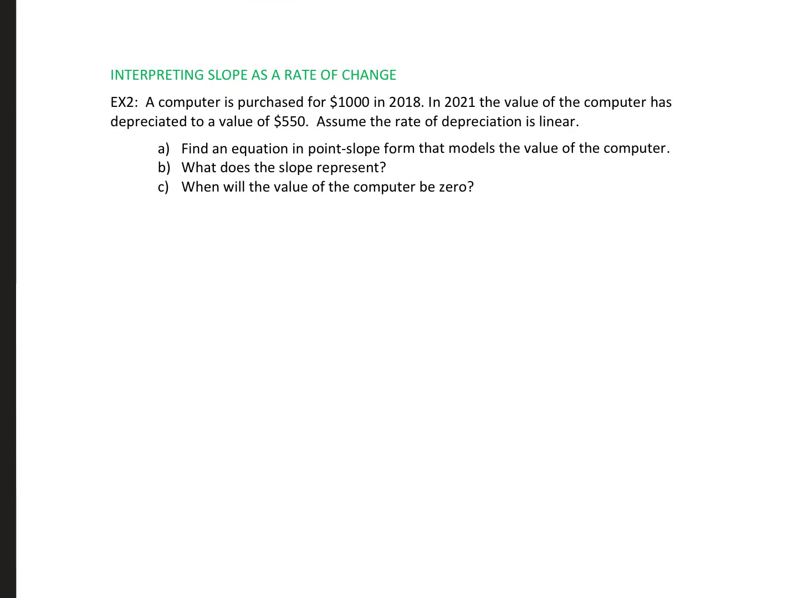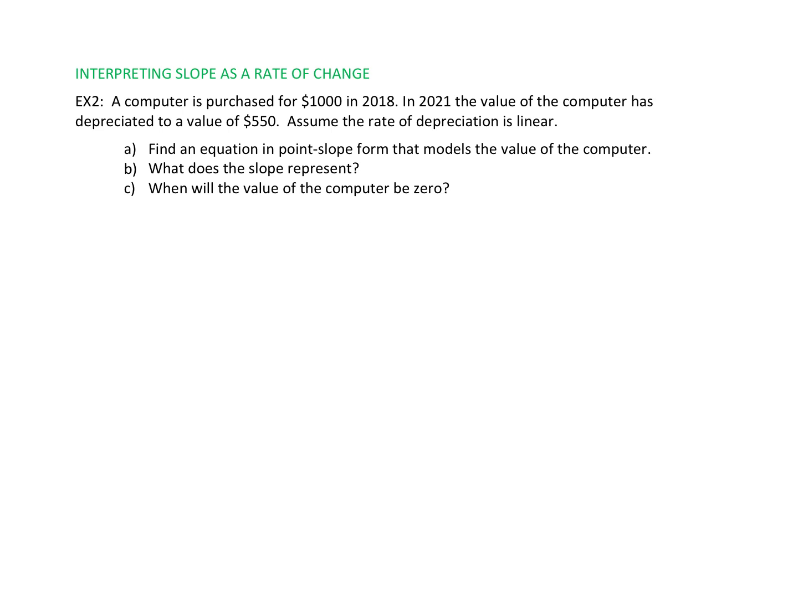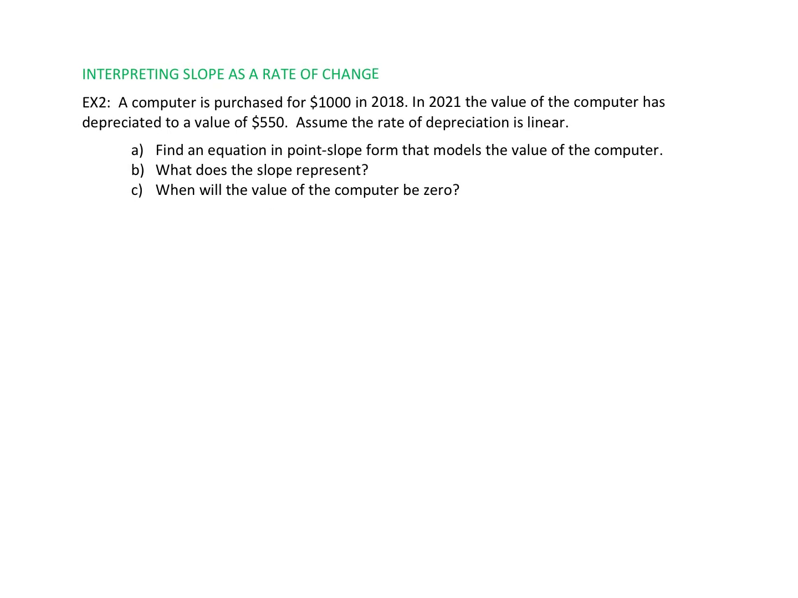All right, so let's take a look at interpreting slope as a rate of change. Example 2: a computer is purchased for $1,000 in 2018, and in 2021, the value of the computer has depreciated to $550. Assume the rate of depreciation is linear. A, find the equation in point slope form that models the value of this computer. B, what does the slope represent? And C, when will the value of the computer be 0?